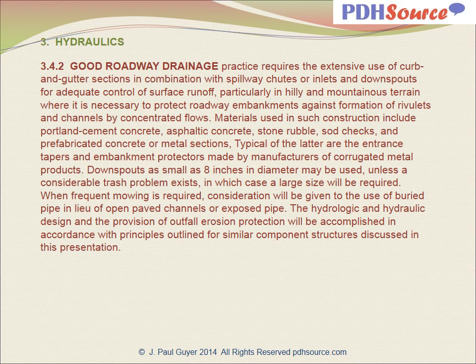Downspouts as small as 8 inches in diameter may be used unless a considerable trash problem exists, in which case a larger size will be required. When frequent mowing is required, consideration will be given to the use of buried pipe in lieu of open paved channels or exposed pipe. The hydrologic and hydraulic design and the provision of outfall erosion protection need to be accomplished in accordance with principles outlined for similar component structures.